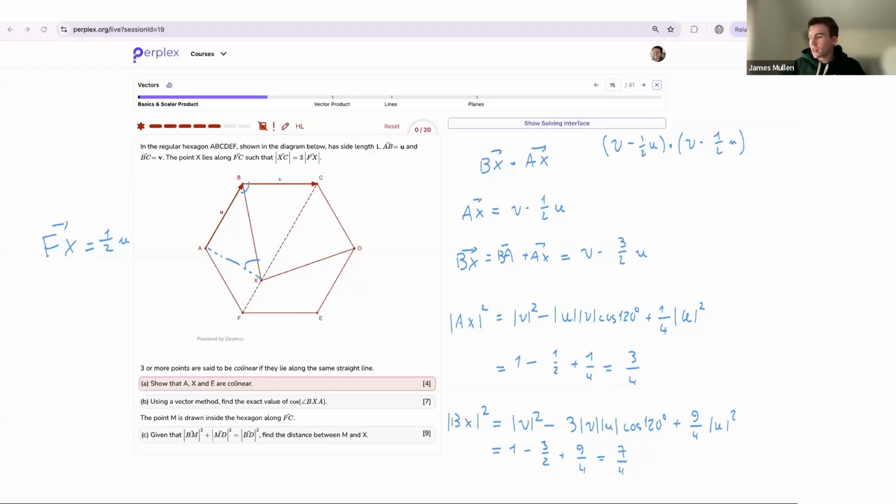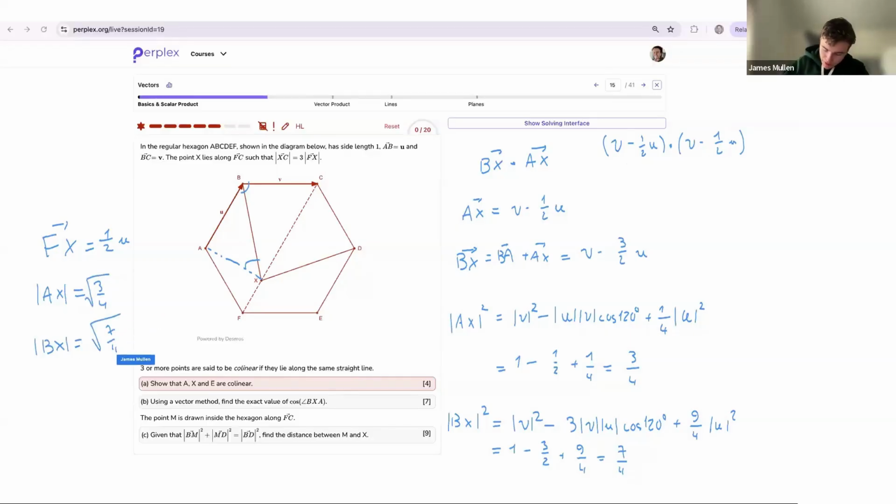Double check that. Is that true? Yeah, 7 over 4. Okay, so that is some useful information. Let me write it down over here. The magnitude of ax is 3 over 4. The magnitude of bx, and I should say squared, but let's just do a square root, is equal to square root of 7 over 4.